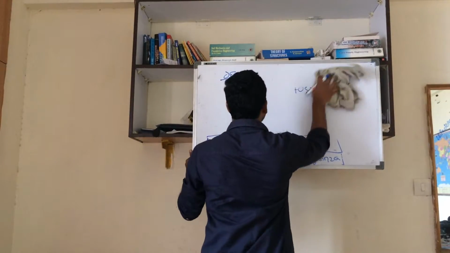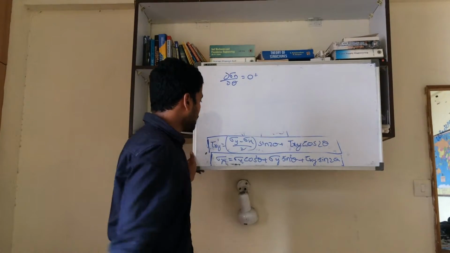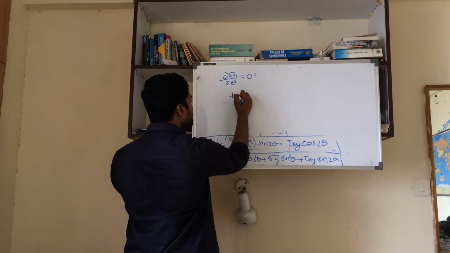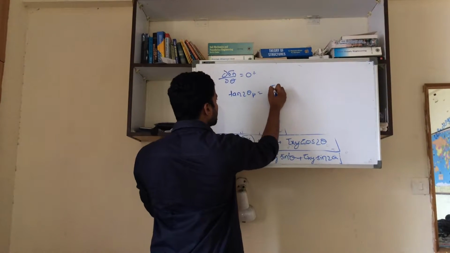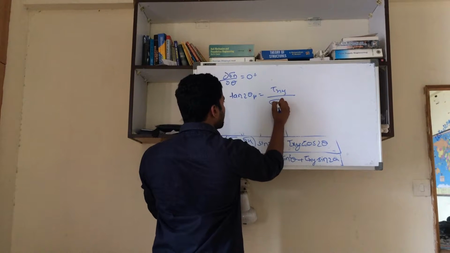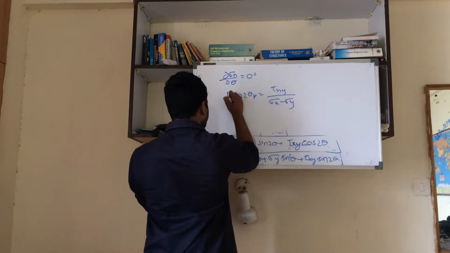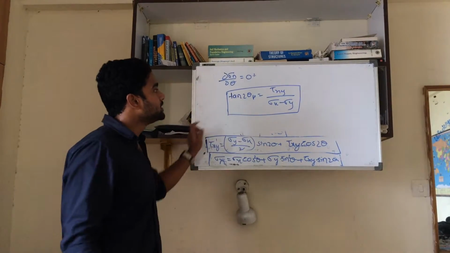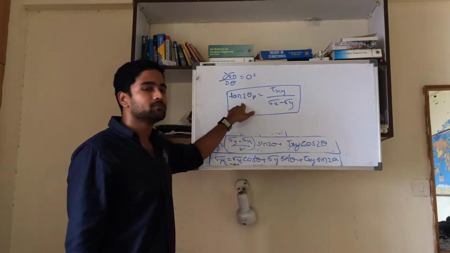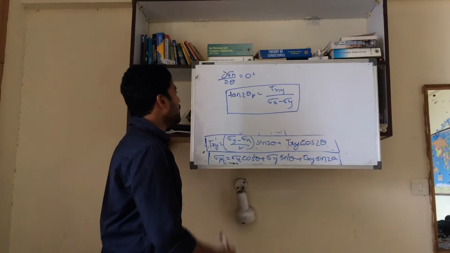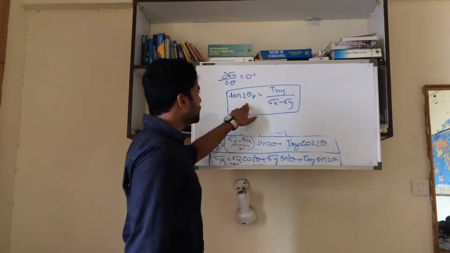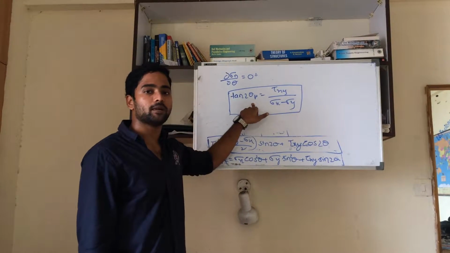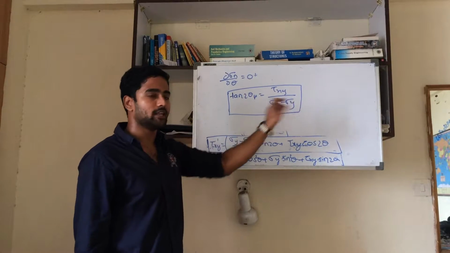If you take d sigma n by d theta equal to 0, that is, if you differentiate it, finally you will get an answer like tan 2 theta p equal to tau xy by sigma x minus sigma y. So this is the plane on which you will get the maximum principal stress. And for a biaxial stress problem, there will be two mutually perpendicular planes like this, which I will be showing in the next diagram.